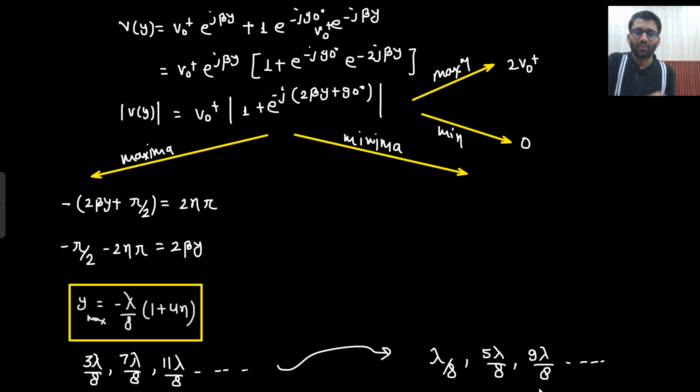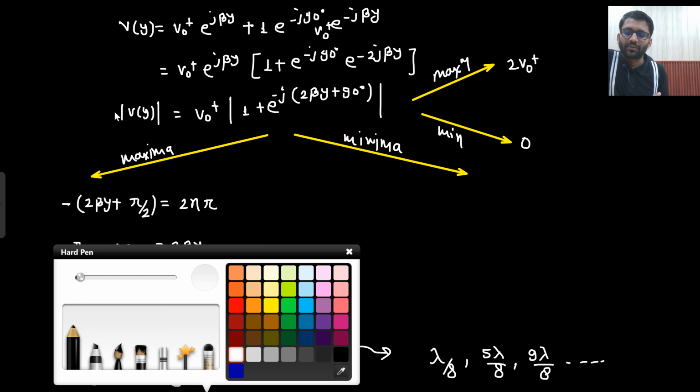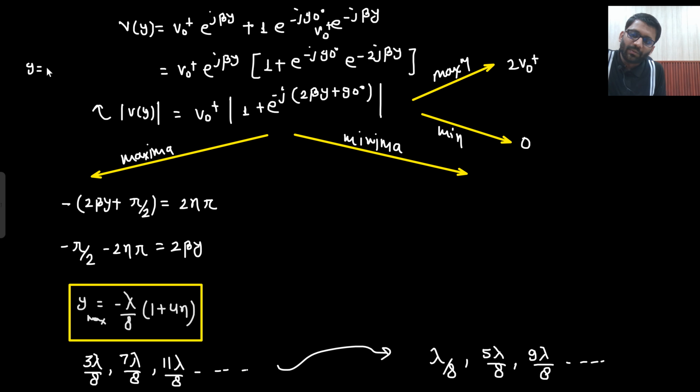That means at y equals to 0 you are having a certain value. At y equals to 0 you are neither having maxima nor minima. So you are having a certain value. What value are you having? So let's check that out. At y equals to 0, V0 plus into 1. If you put y equals to 0, so e to the power minus j90, that would be minus j. So that would be under root 2 V naught plus. So at y equals to 0, you are having under root 2 V naught plus only.